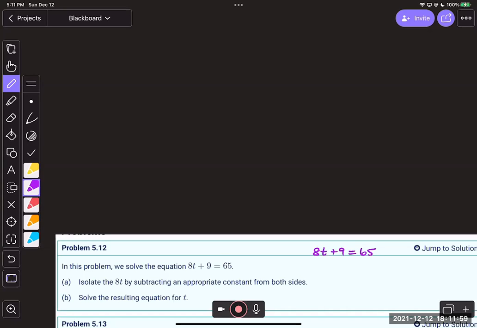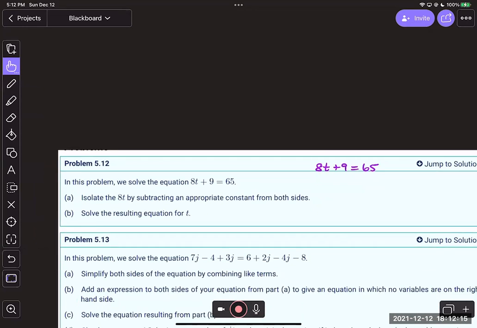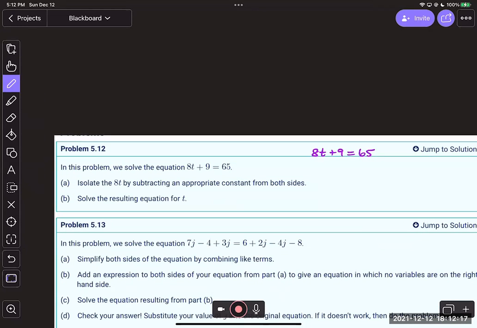Because I would move the 9 and just have 8t, and then after I do 8t. Okay, so the way that I've been explaining it, the reason why the 9 is the first thing you do is because when you think about, okay, I know what t is, what happens to it first?